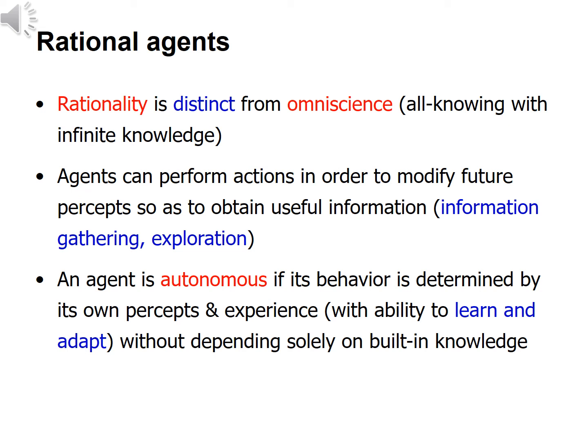An agent is said to be autonomous if its behavior is determined by its own percepts and experience. So an agent can also have the ability to learn and adapt without depending solely on built-in knowledge. An autonomous agent does not depend on any other entity or environment to make the decisions for it.